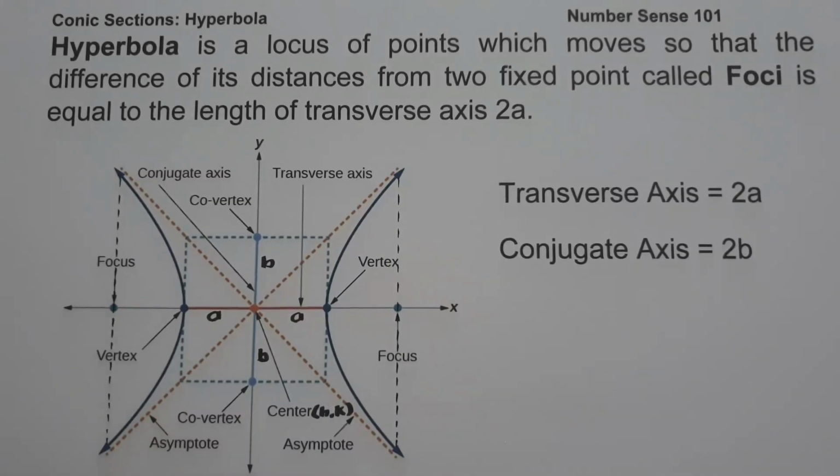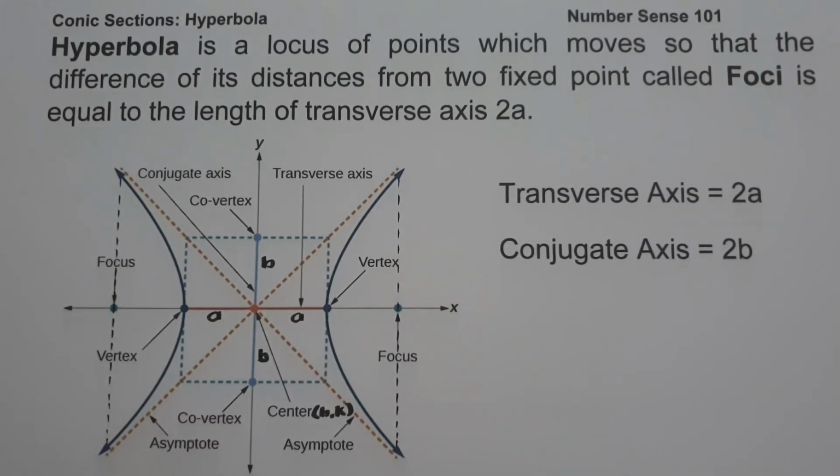For today's video, we are going to talk about what is hyperbola and we are going to explain everything in detail. So when we say hyperbola, it is a locus of points which moves so that the difference of its distances from two fixed points called foci is equal to the length of the transverse axis 2a.